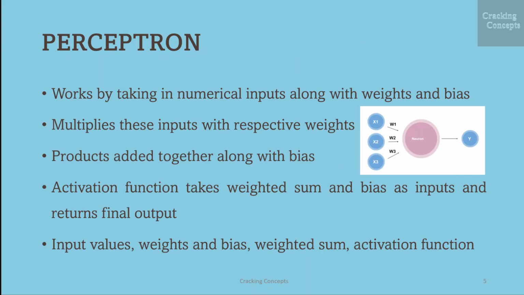Now let us look into perceptron. Now a perceptron works by taking in some numerical inputs along with what is known as weights and bias. It then multiplies these inputs with the respective weights, which we call the weighted sum. These products are then added together along with the bias. The activation function takes the weighted sum and the bias as inputs and returns a final output.